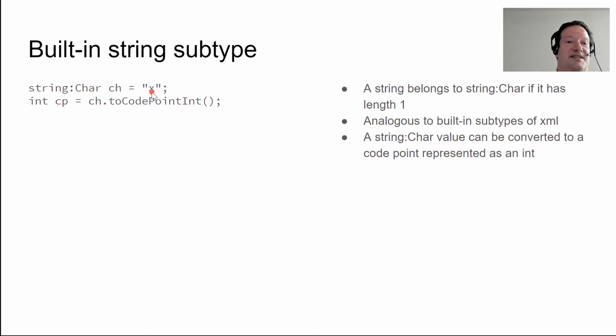We know that x is of length 1, so we can assign it to this, and then we can get the codepoint on it. And string char is a little bit like the built-in subtype XML element or XML text. It's a similar concept.